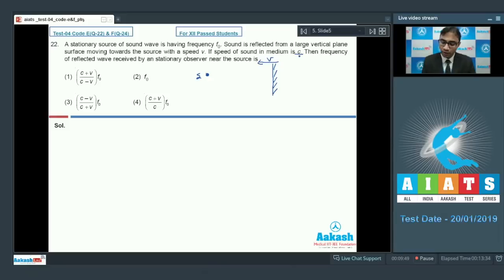So we know that first the sound will move from the source to the wall, then gets reflected and comes back towards the source. So first we will write the equation from the source to the plane. When the sound is moving from the source towards the plane, the source is at rest, so the velocity of the source will be 0, and the plane will behave like an observer moving opposite to the velocity of sound. So we can say that the velocity of the observer will be equal to minus v.